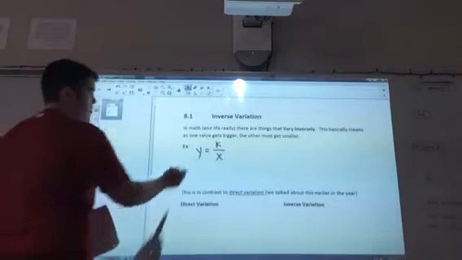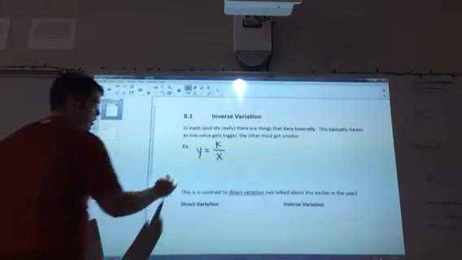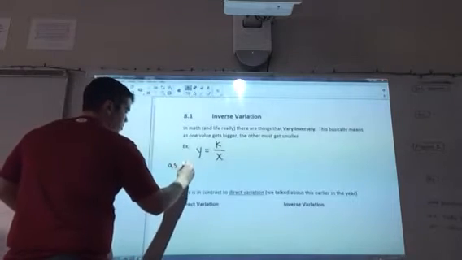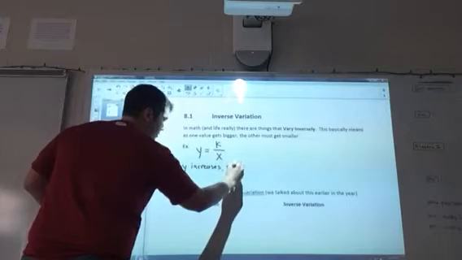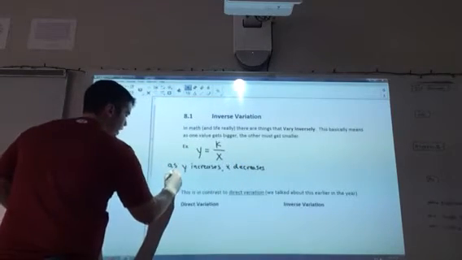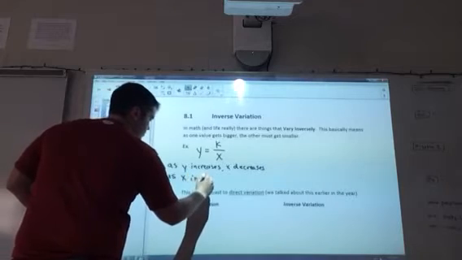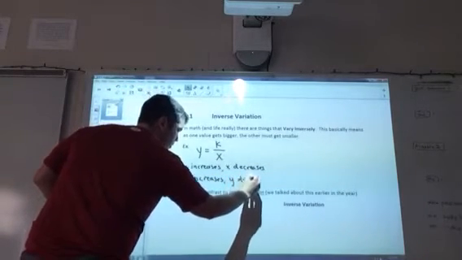And like I said, our two variables here are x and y. As one of them gets bigger, the other gets smaller. So as y increases, x decreases. And the opposite is true. As x increases, y decreases.